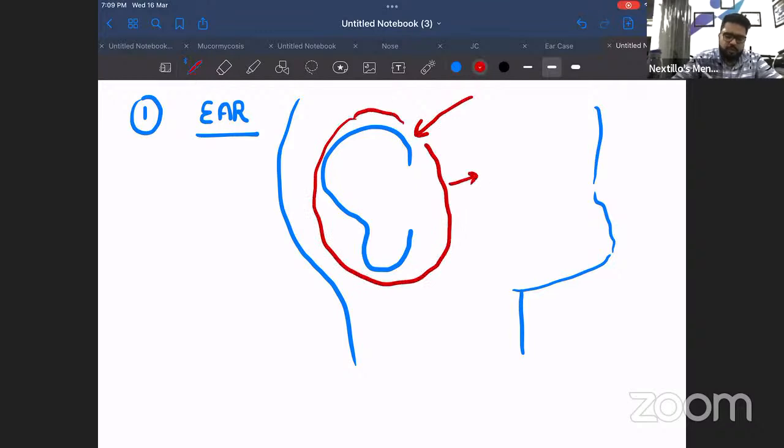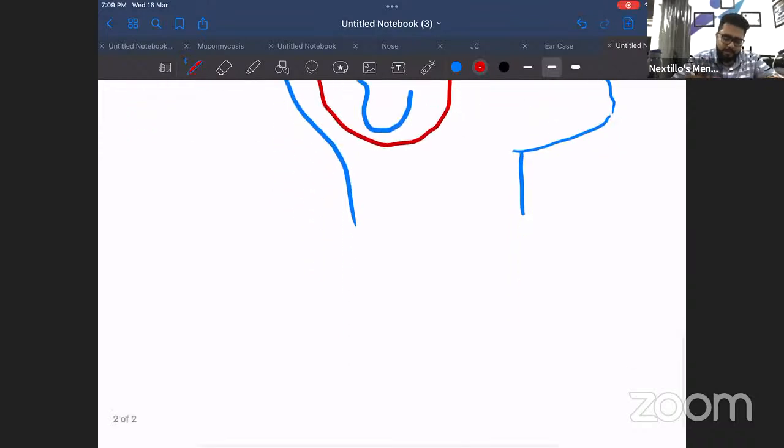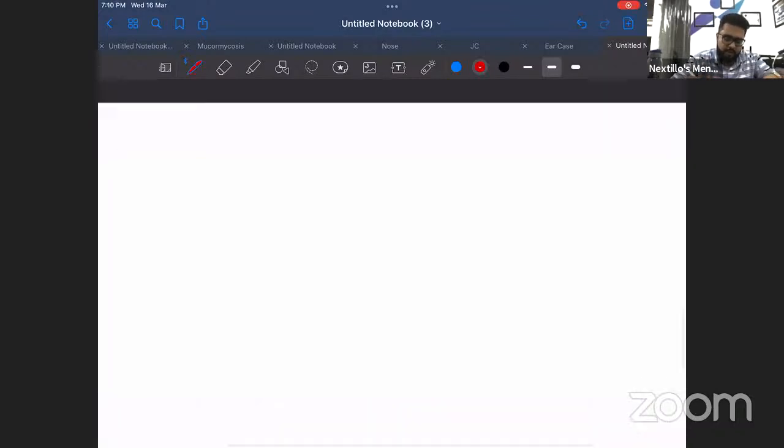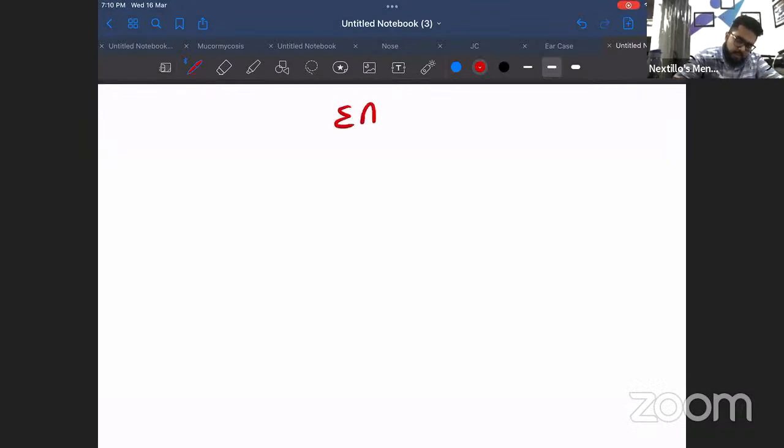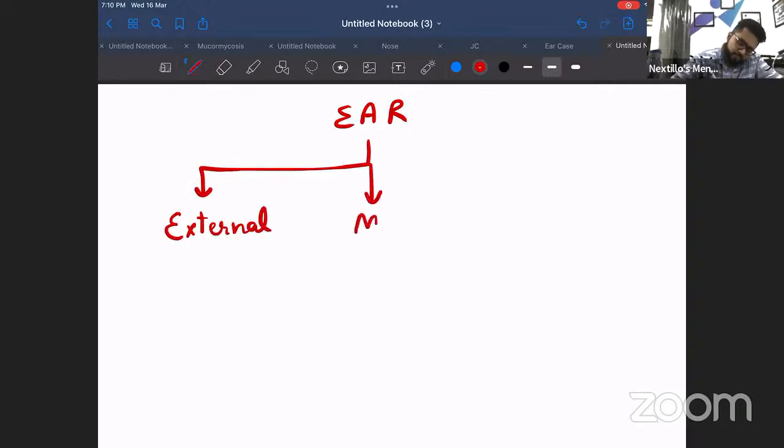However, once we study, we know that this is just the pinna, which is a part of the external ear, which is a part of the ear. So we should be clear that the ear has three parts: the external ear, the middle ear, and the inner ear.